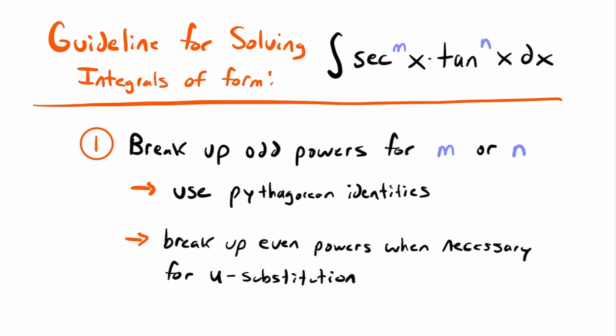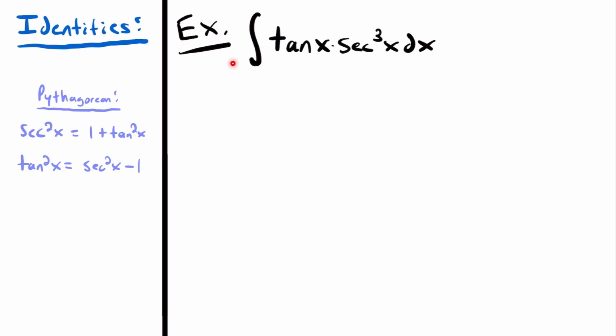And then depending on what you're left with, you may want to use Pythagorean identities, although you may not always need to, because the derivatives of secant and tangent are not as simple as sine and cosine, so u substitution is going to work a little bit differently. And then additionally, because those derivatives are a little bit more complex, we may even need to break up even powers when necessary in order to use u substitution. And so we'll take a look at that, but let's look at a very simple example of solving an integral of this form first.